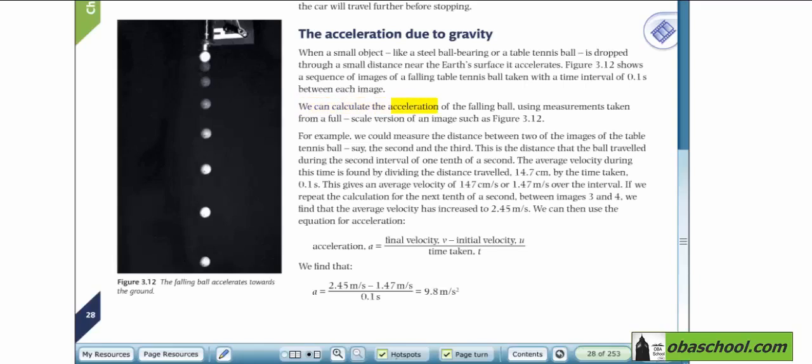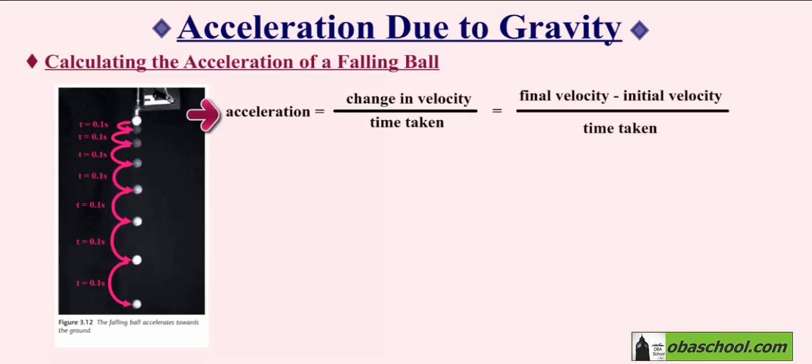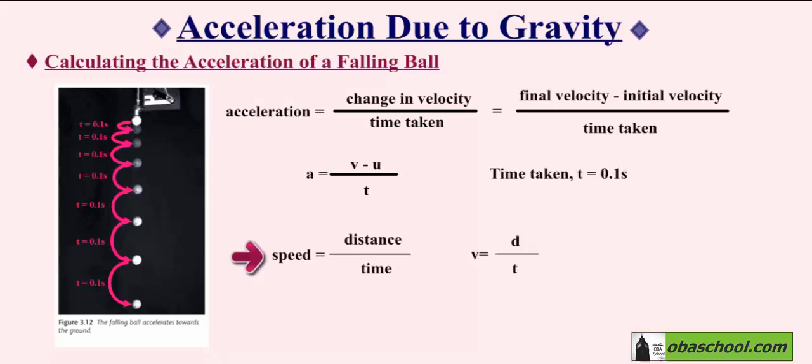We can calculate the acceleration of the ball using measurements taken from a full-scale version of an image such as figure 3.12. To get the acceleration, we need the final velocity, the initial velocity, and the time, which is a constant 0.1 seconds. We can get the velocity using the equation speed equals distance over time, v = d/t, since in this experiment we have the time and we can get the distances between each position.